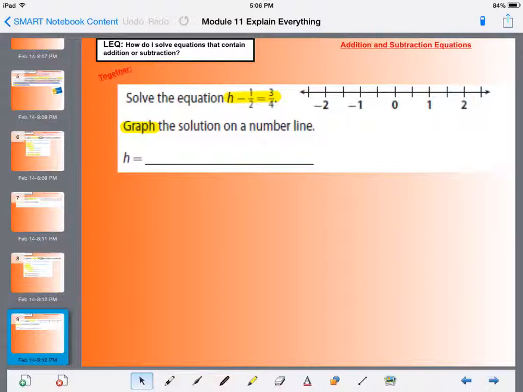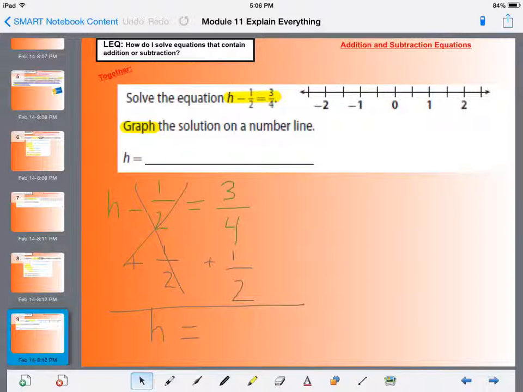Now for this slide, we're asked to solve the equation h minus a half equals 3/4. And so we're going to have to practice here adding fractions with unlike denominators. And so I'm going to go ahead and rewrite this equation. H minus a half equals 3/4. We talked about how in order to solve for h, we're going to have to do the inverse, and so we're going to have to do plus a half. What we do to one side of the equal sign, we have to do to the other, and so that way we can cancel that out and solve for h.